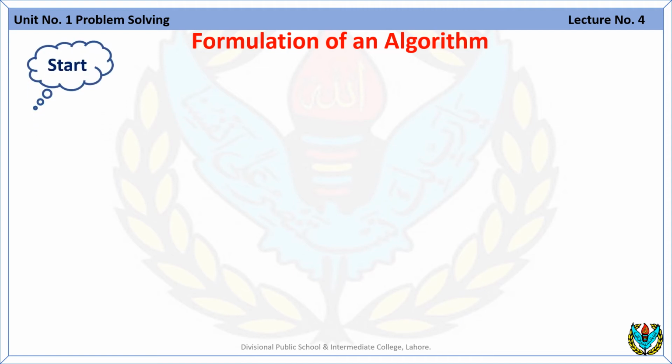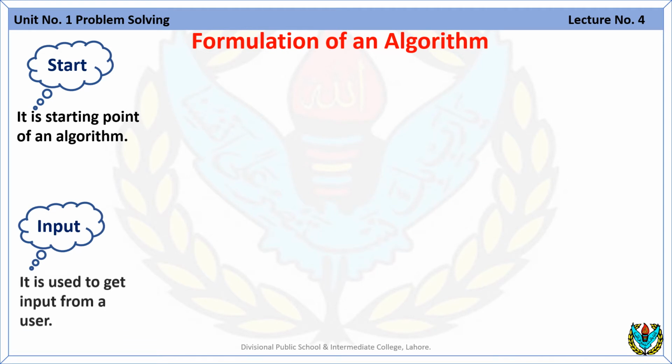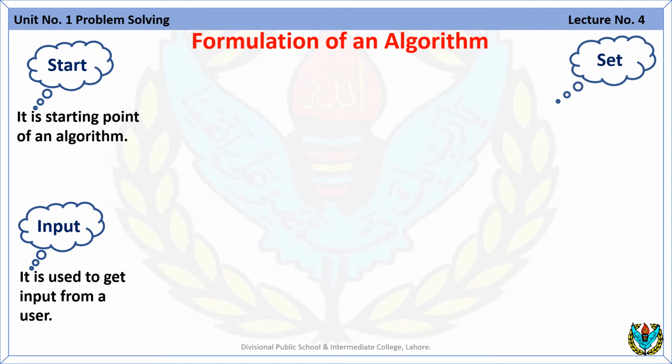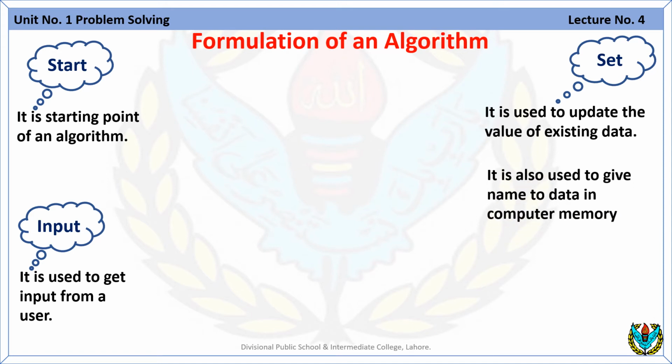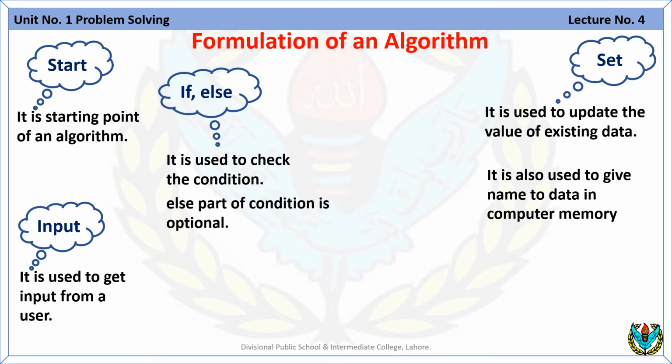Number 1, start. It is starting point of an algorithm. Number 2, input. It is used to get input from a user. The third word is set. It is used to update the value of existing data, and it is also used to give name to data in computer memory. Number 4 is if else. It is used to check the condition. Else part of the condition is optional.